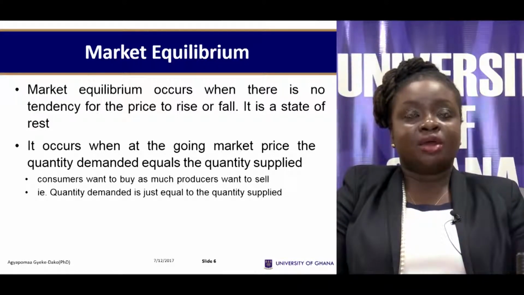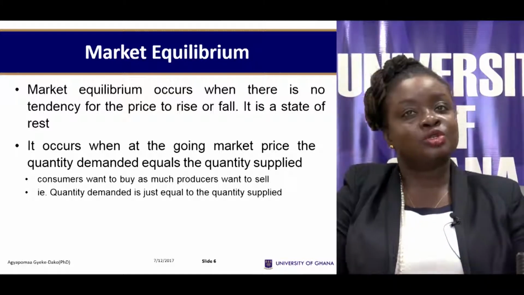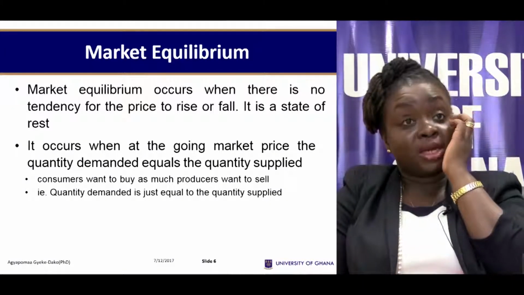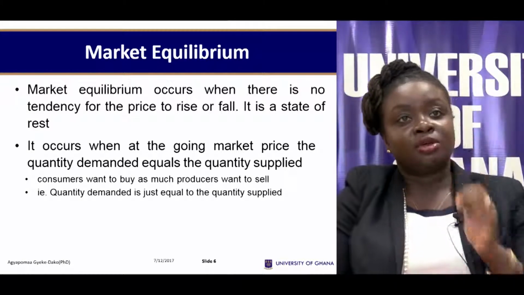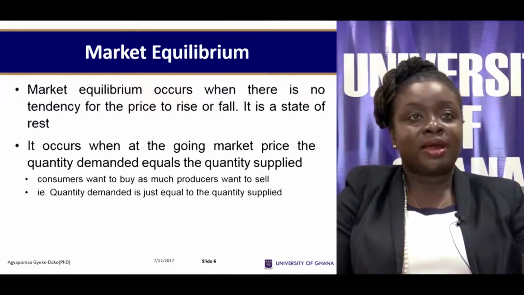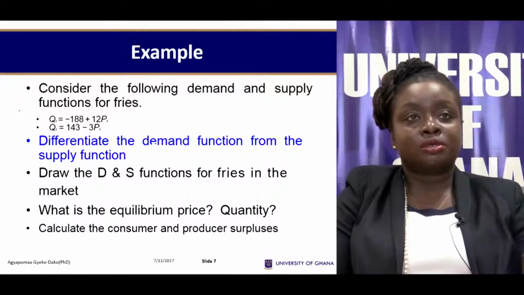So what's market equilibrium? Market equilibrium occurs when there's no tendency for the price to rise or fall. It's definitely a state of rest, which means that when we draw the demand curve and the supply curve, the point where they intersect is what we term the equilibrium point. If we trace it to the price axis, we have the equilibrium price. And when we trace it to the quantity axis, we have the equilibrium quantity.